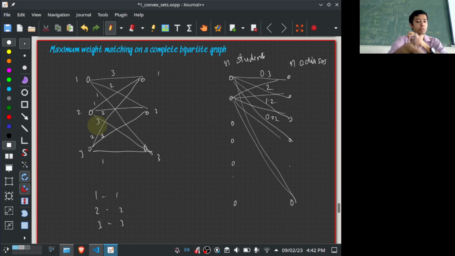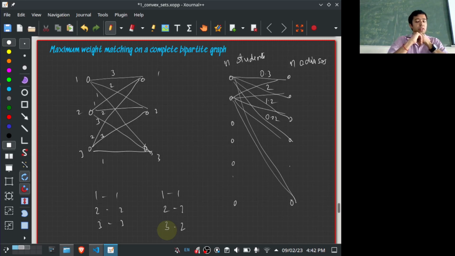For this particular matching that I have written over here, the weight is equal to 3 plus 2 plus 1 equal to 6. So just by looking at this, can you guess what the maximum weight matching should be? 9. And what is the allocation? 1 to 1, 2 to 3, and 3 to 2. Right? Does everyone agree?